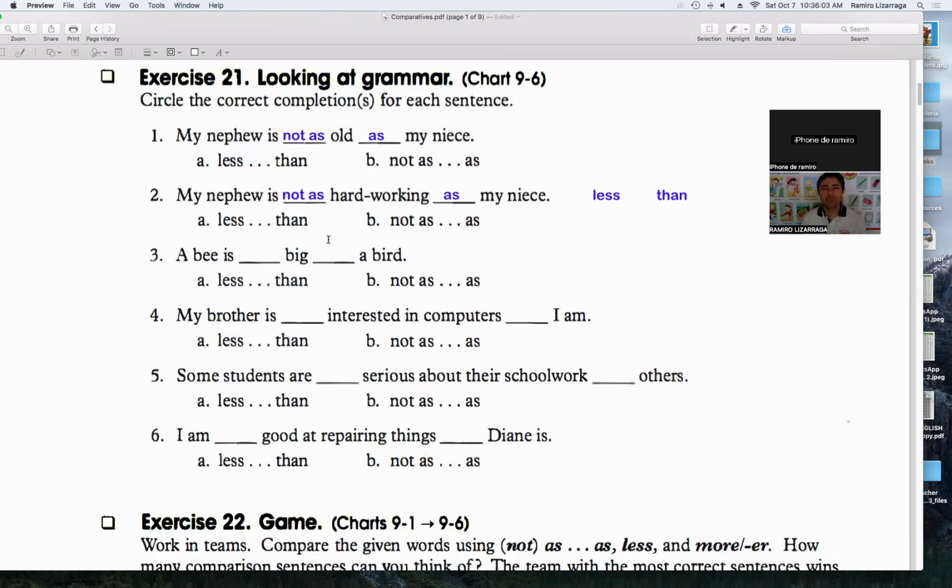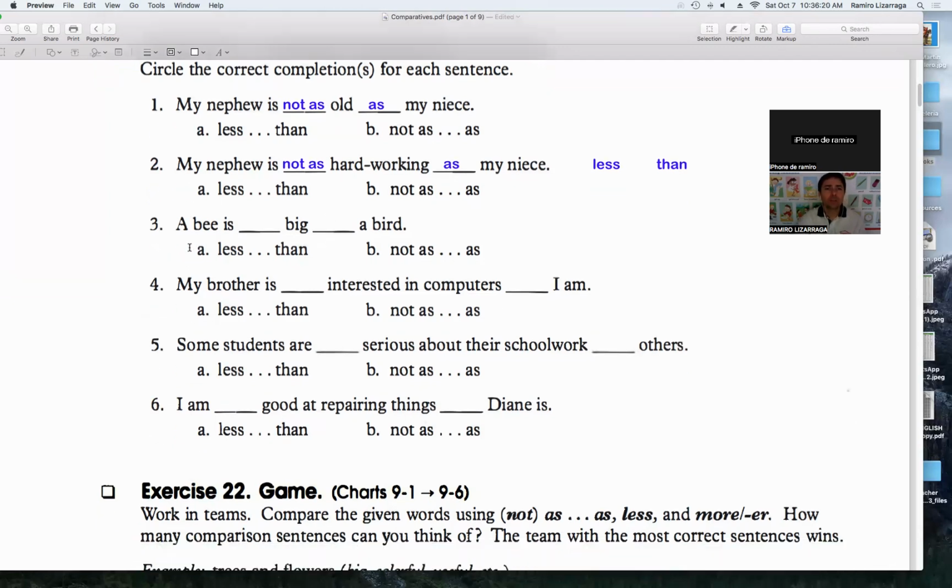A ver, practícala otra vez. My nephew's not as hardworking as my niece. Practícala, por favor. My nephew is not as hardworking as my niece. Eso, muy bien. Muy bien. Okay, thank you. Thank you very much. Okay, Ashley, number 3.